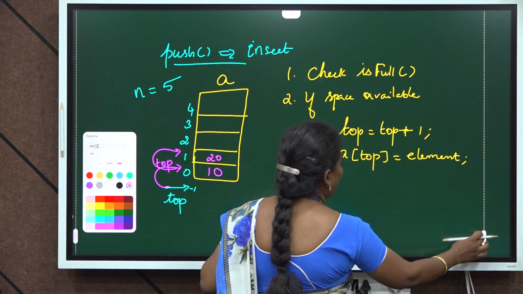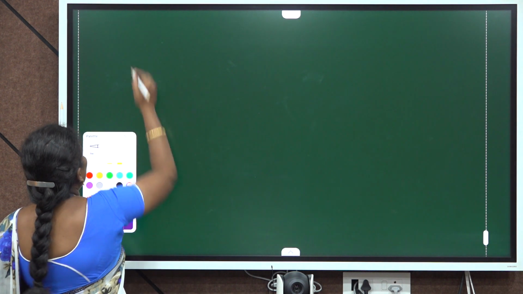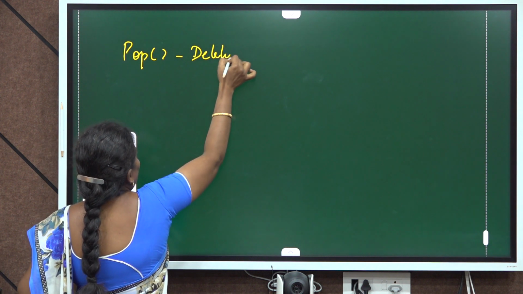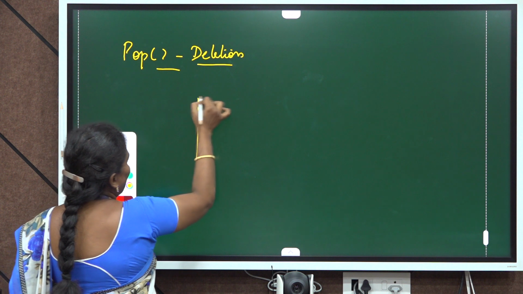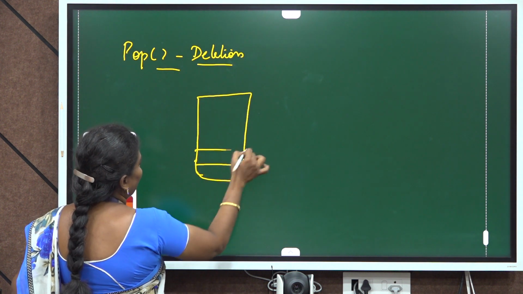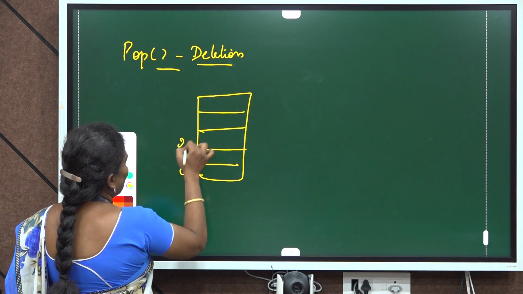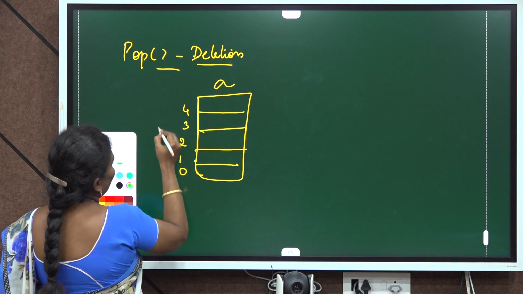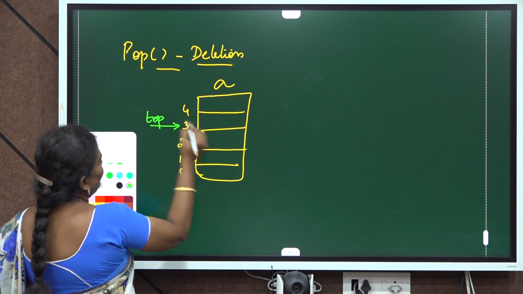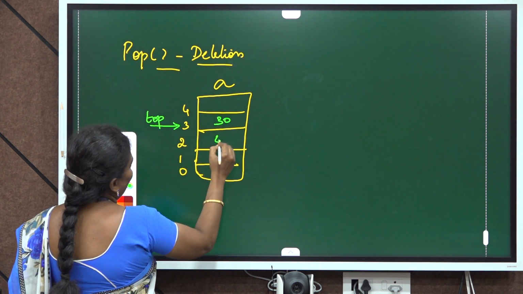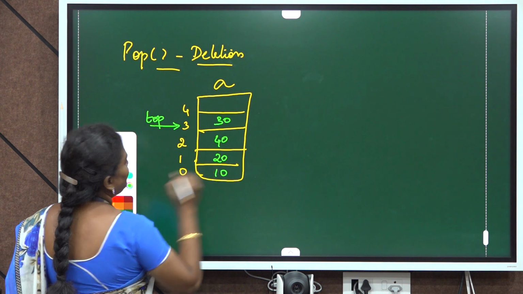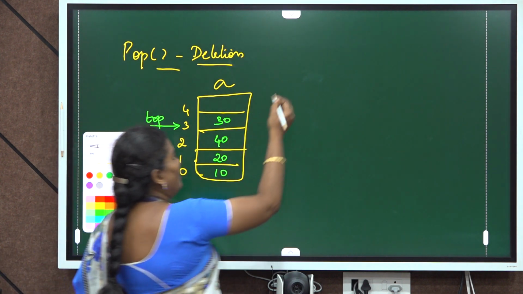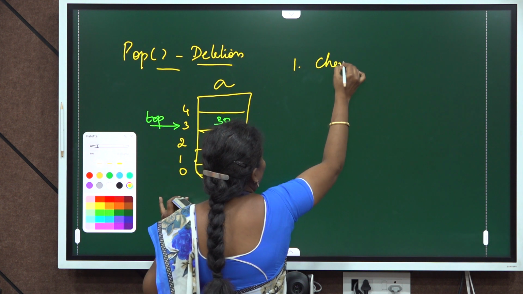Speaking about the pop operation. Pop operation is nothing but a deletion operation. We are going to have some elements inside the stack, and the elements can be deleted. So let us imagine we have a stack here as A, and the pointer here is pointing to 3. This is the top, and we have some set of elements like 30, 40, 20, 10. Now we are going to do the deletion operation. But before doing the deletion operation, we are supposed to check whether it is empty.